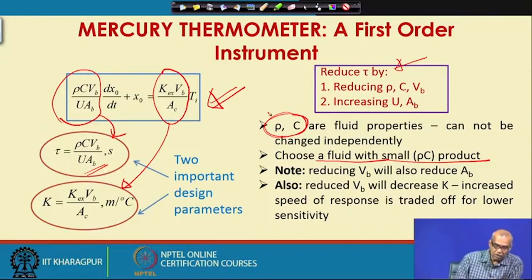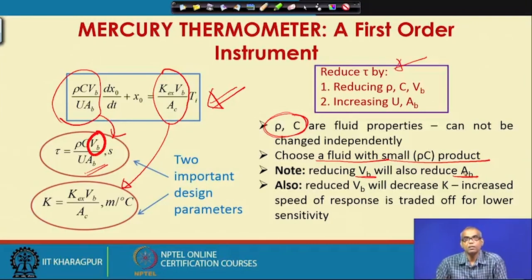I can also reduce V_B, that is the volume of the bulb. So, when I reduce the volume of the bulb, it will also reduce the area of the bulb. But you want to reduce the volume of the bulb and you want to increase the area of the bulb to decrease tau. So, you have to take a suitable V_B by A_B.